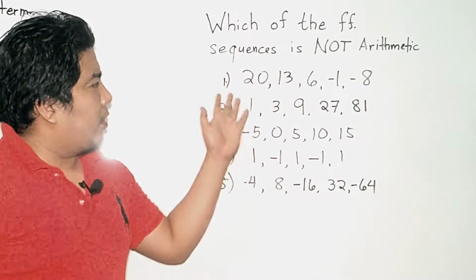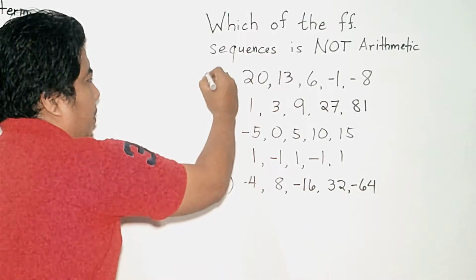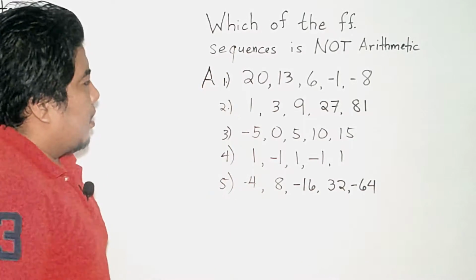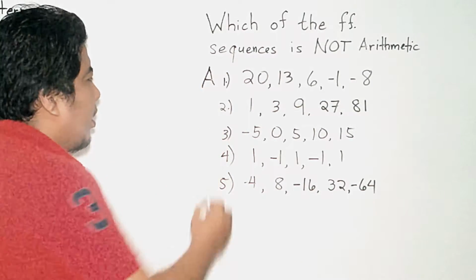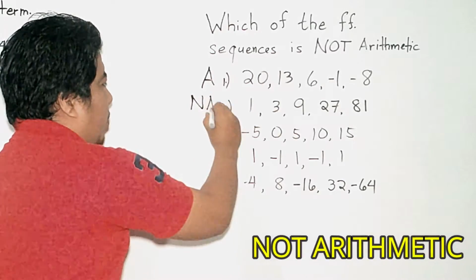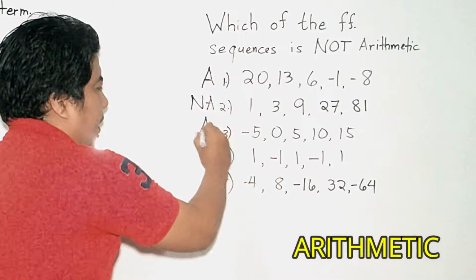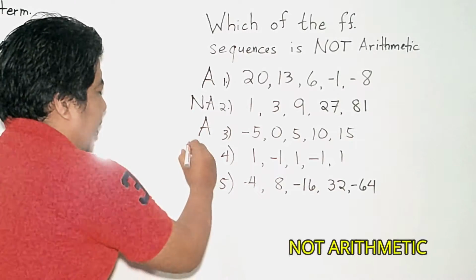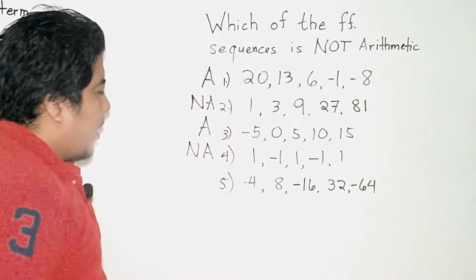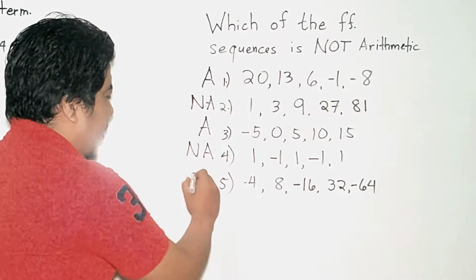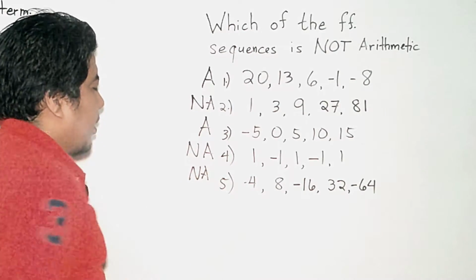Okay, the first one would be arithmetic. The second one will be not arithmetic. The third one would be an arithmetic sequence. The fourth one is not an arithmetic sequence. And the fifth one is not an arithmetic sequence.